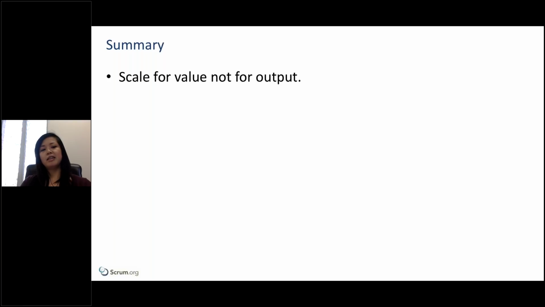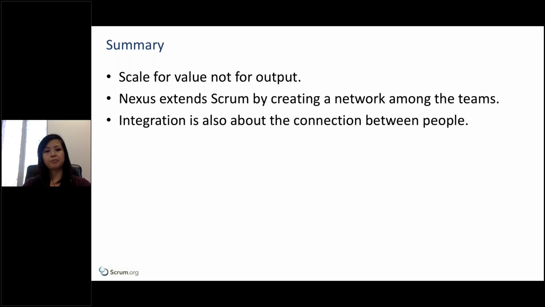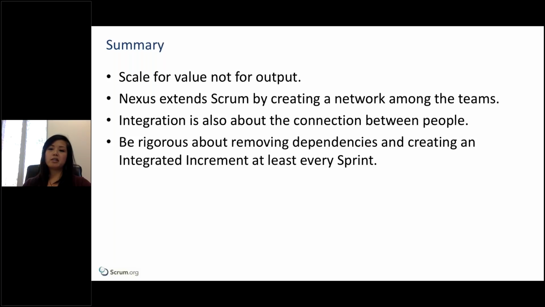And that was something that my colleague Kurt Bittner and I were talking about, which was really interesting. And if you're thinking about scaling Scrum, or if you're thinking about scaling to get more work done, to get more value in the same amount of time, well, the Nexus extends that by creating a network among your teams. It's coordinating those conversations, it's lifting up that transparency that's needed. When we're thinking about scaling, we have to be rigorous about removing dependencies and creating an integrated increment at least every sprint. That's what scaling is about.